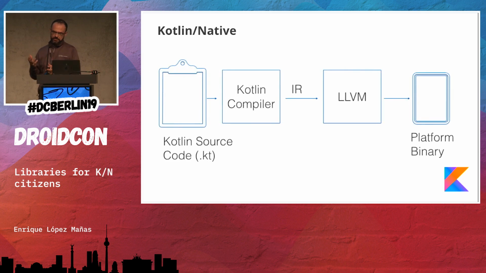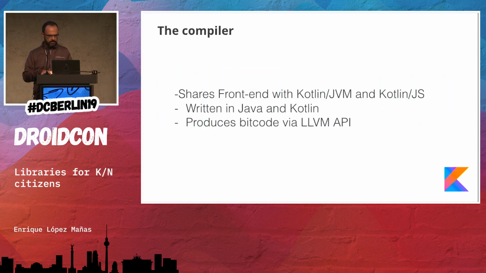Conceptually, it's probably very easy to understand. We have a KT file with our Kotlin code. This goes through the Kotlin compiler into an intermediate representation that is being sent to the LLVM compiler and creates the platform binary that we want. Now, the compiler, a little bit more about it. It serves as a frontend with Kotlin JVM and Kotlin JS. It's finally written in Java and Kotlin, not sure why, and produces bitcode via the API from the LLVM.